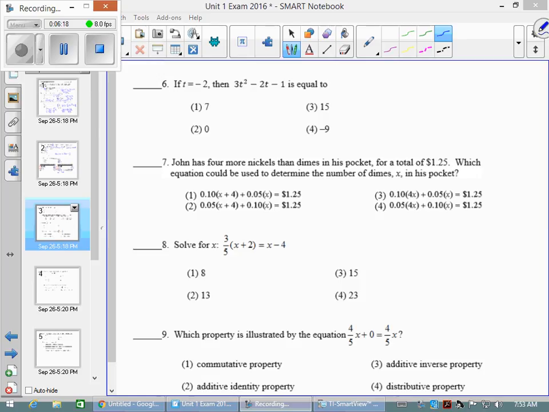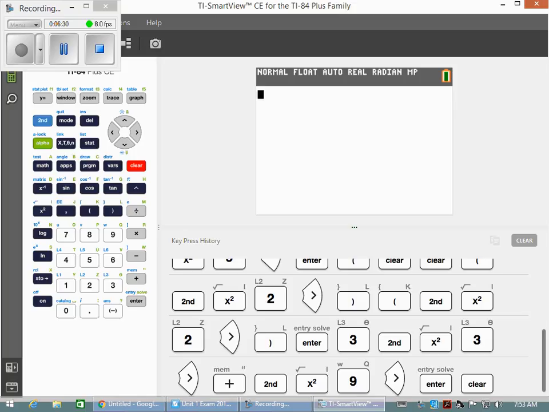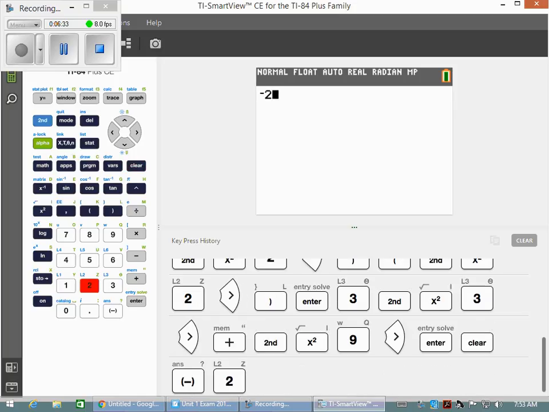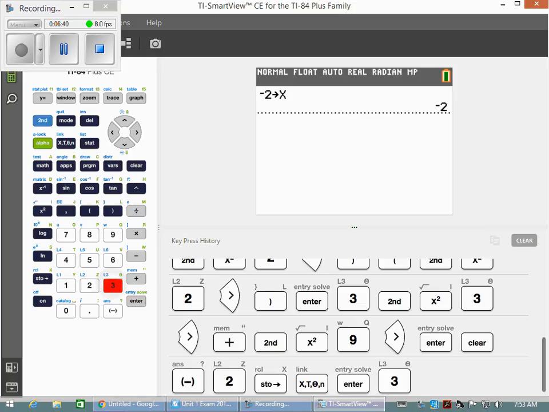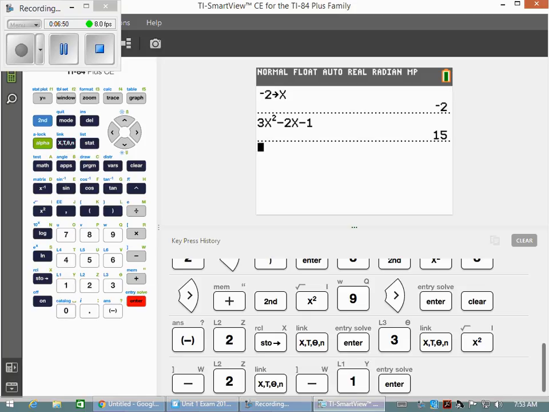Okay, for question 6, it says if t is equal to -2, then what is 3t squared minus 2t minus 1 equal to? So let's come over to the calculator. I'm going to store -2. So remember, when you store a value, you type it in first, then you hit the store key, then you hit the variable x and hit enter. So now my calculator associates -2 with x. I'm going to type in this expression, 3x squared minus 2x minus 1. I don't have to worry about parentheses. I can just hit enter. It will evaluate it for me, and we get 15. Choice 3.